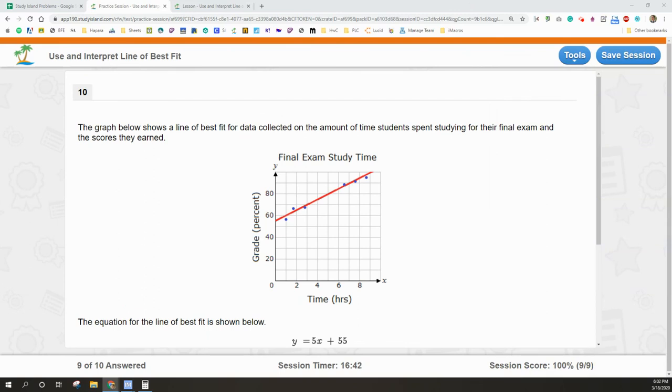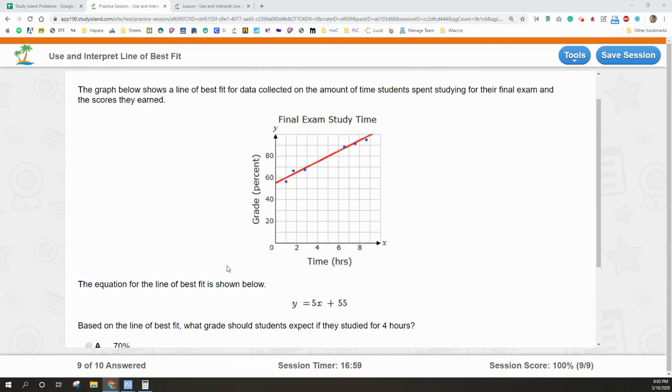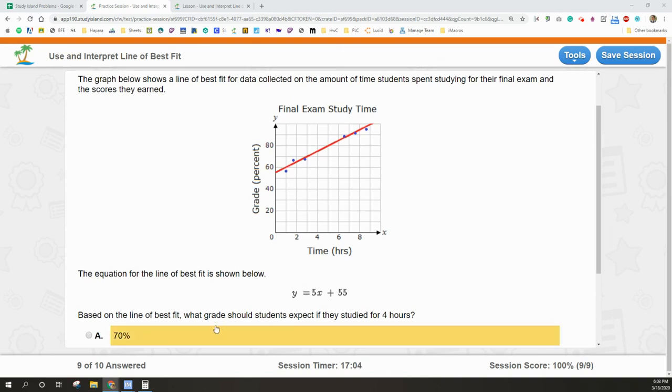Number 10. The graph below shows a line of best fit for the data collected on the amount of time students spent studying for their final exam and the scores they earned. There's your graph. We have the grade or percent on the y-axis, and we have time on the x-axis. The equation for the line of best fit is shown below. There's our equation. Based on the line of best fit, what grade should a student expect if they studied for 4 hours?